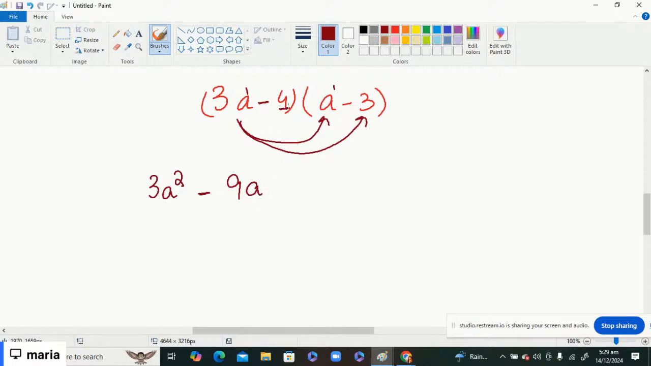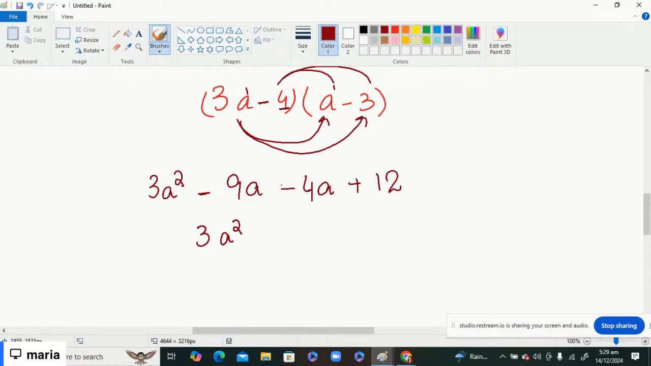Now move to the next 4. Multiply with this and then with this. 4 with the A, that is minus 4A as it is. Minus minus becomes plus. 4 times 3 is 12. 3A square, minus minus becomes plus.